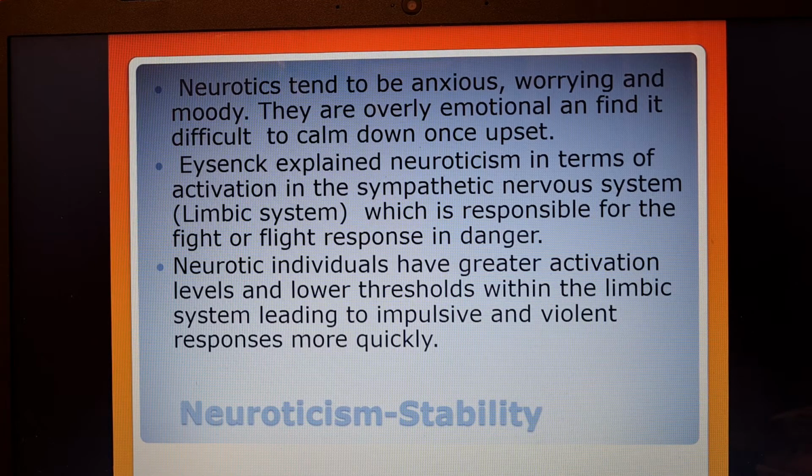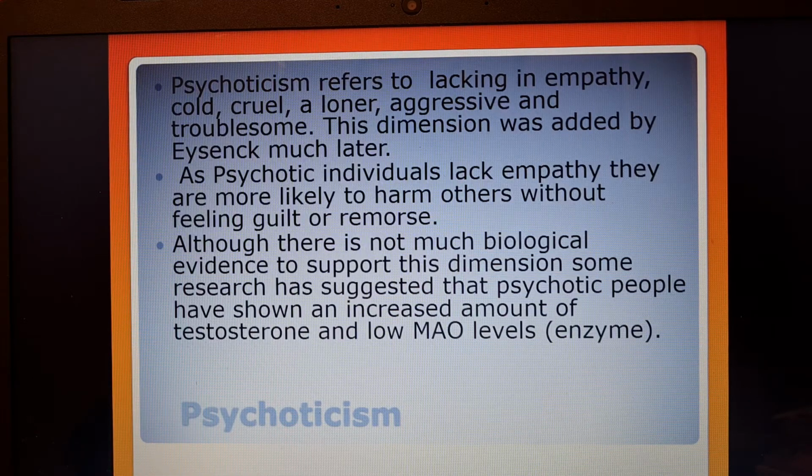Neuroticism and stability. Neurotic individuals tend to be quite anxious, always quite worried. Sometimes they can be quite moody, quite over-emotional, and they find it very difficult to calm down once they do get upset and anxious. Eysenck explained neuroticism in terms of activation in the sympathetic nervous system, particularly the limbic system. This is responsible for the fight or flight response in danger. So neurotic individuals have greater activation levels and a lower threshold within the limbic system, leading to impulsive and violent responses more quickly.